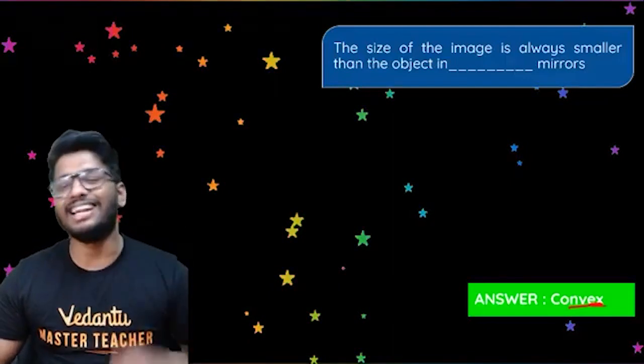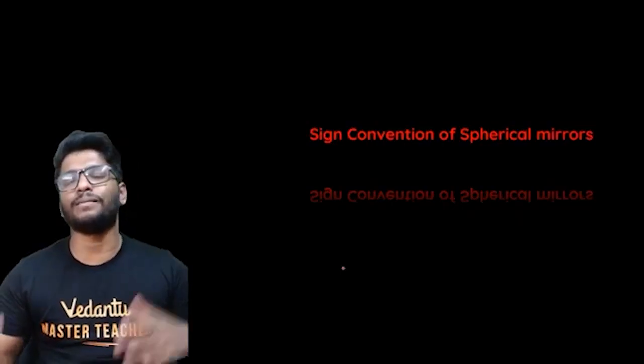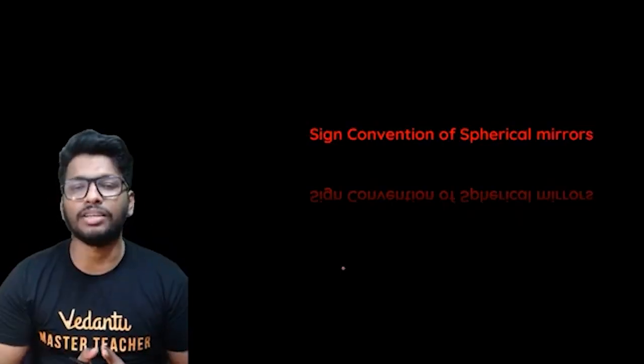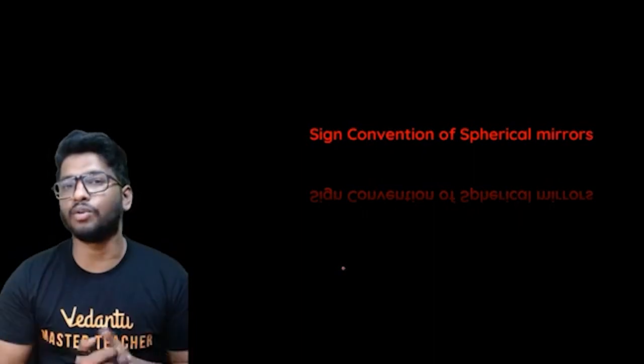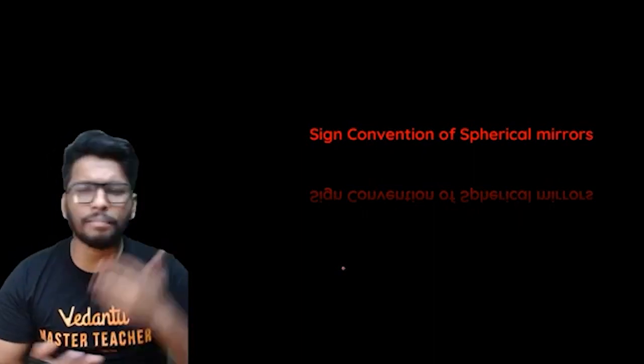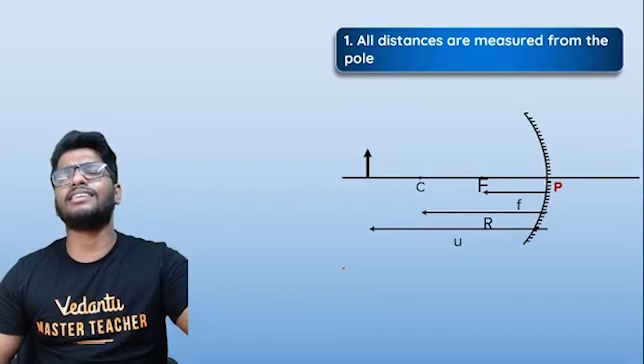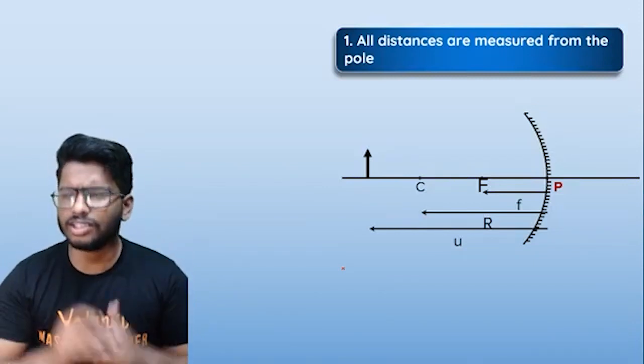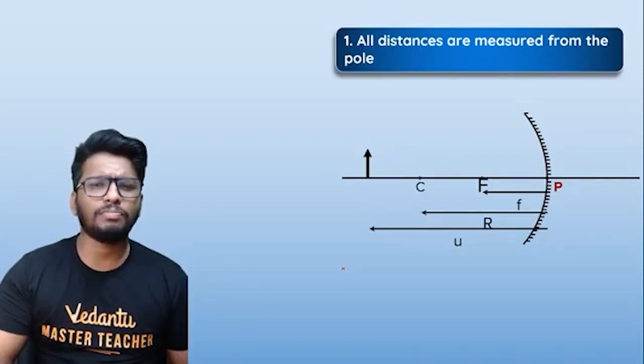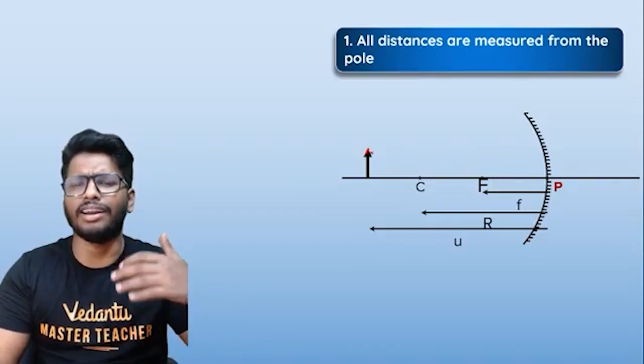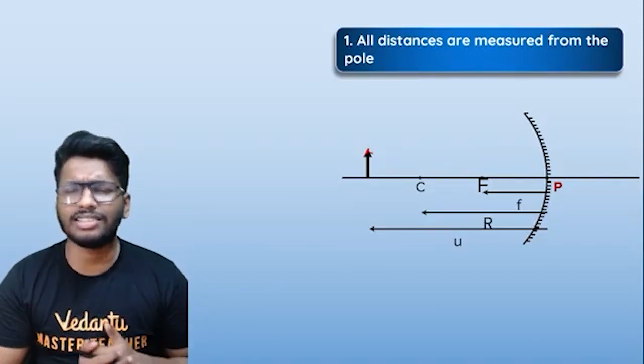With that said, let us get started with today's session, wherein we'll be talking about sign convention, starting with spherical mirrors. Then we'll work our way through magnification of spherical mirrors as well. So here's the thing, guys. Let's take a concave mirror, a simple concave mirror. The object is placed somewhere between infinity and the center of curvature.